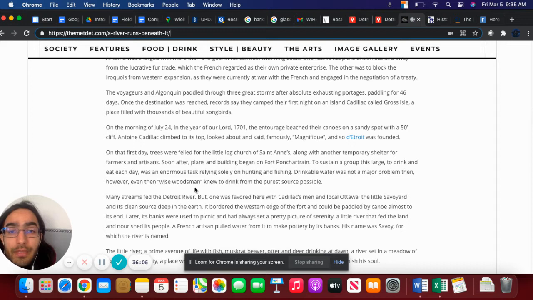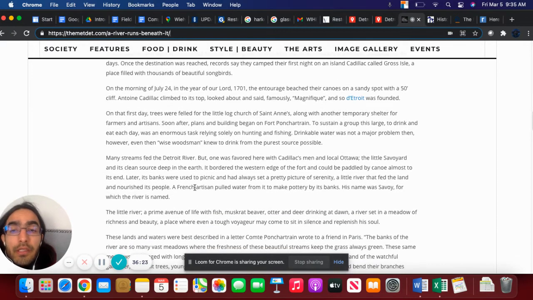Its banks were used to picnic and had always set a pretty picture of serenity, a little river that fed the land and nourished its people. A French artisan pulled water from it to make pottery by its banks. His name was Savoy, for which the river is named. The Little River, a prime avenue of life with fish, muskrat, beaver, otter, and deer drinking at dawn, a river set in a meadow of richness and beauty, a place where even a tough voyageur may come to sit in silence and replenish his soul.